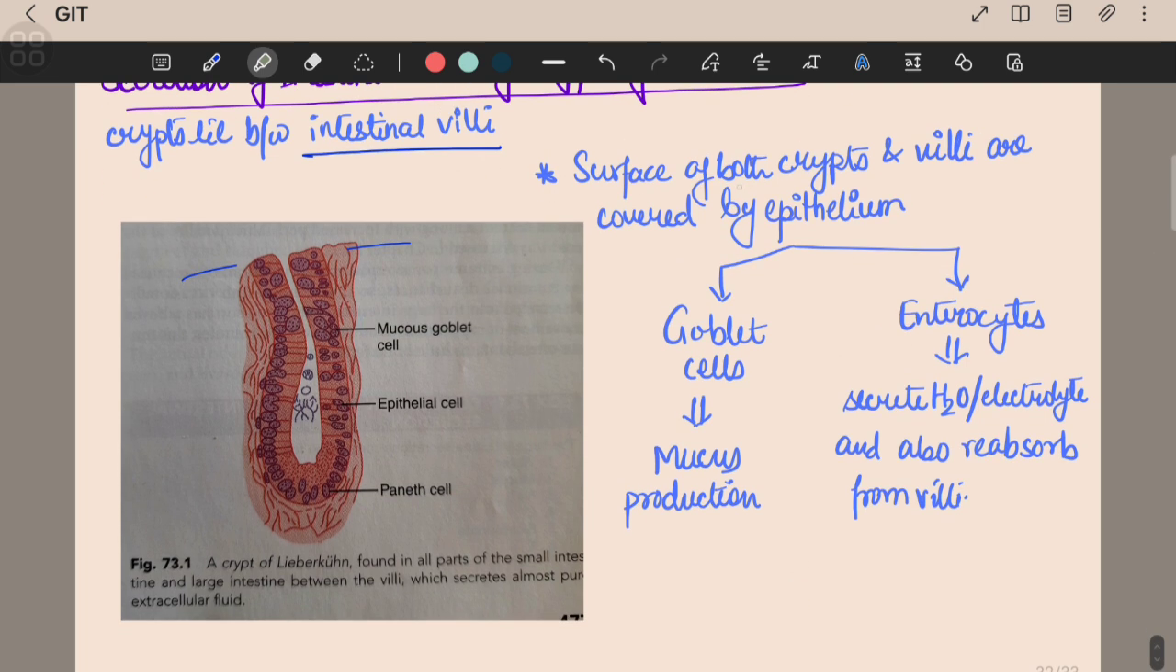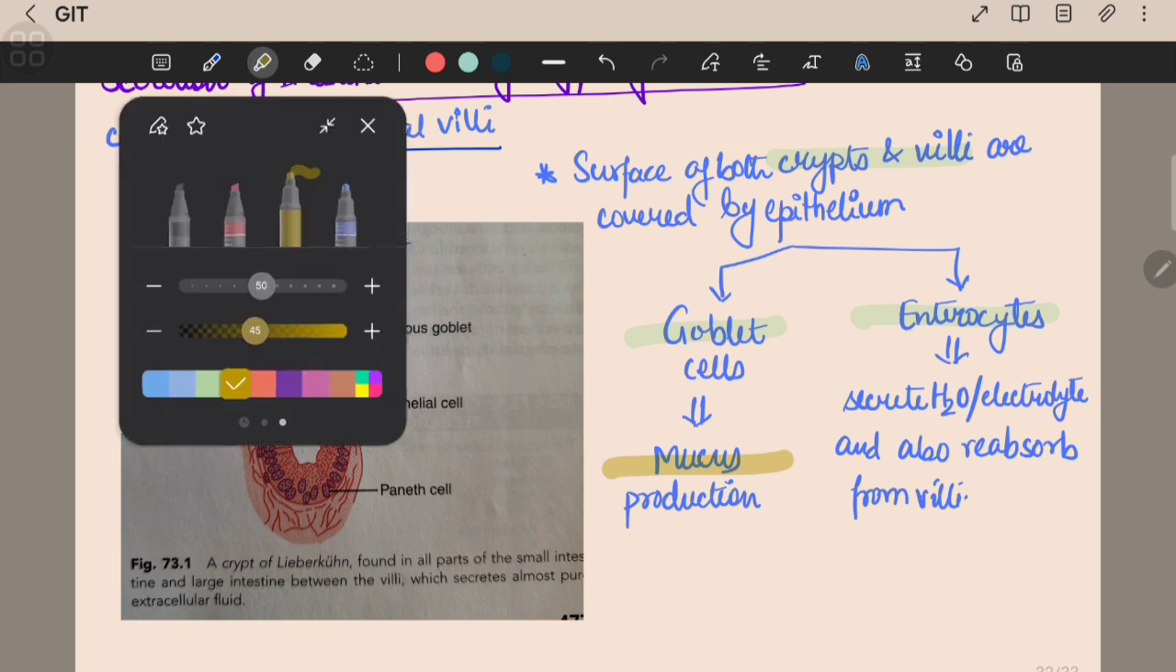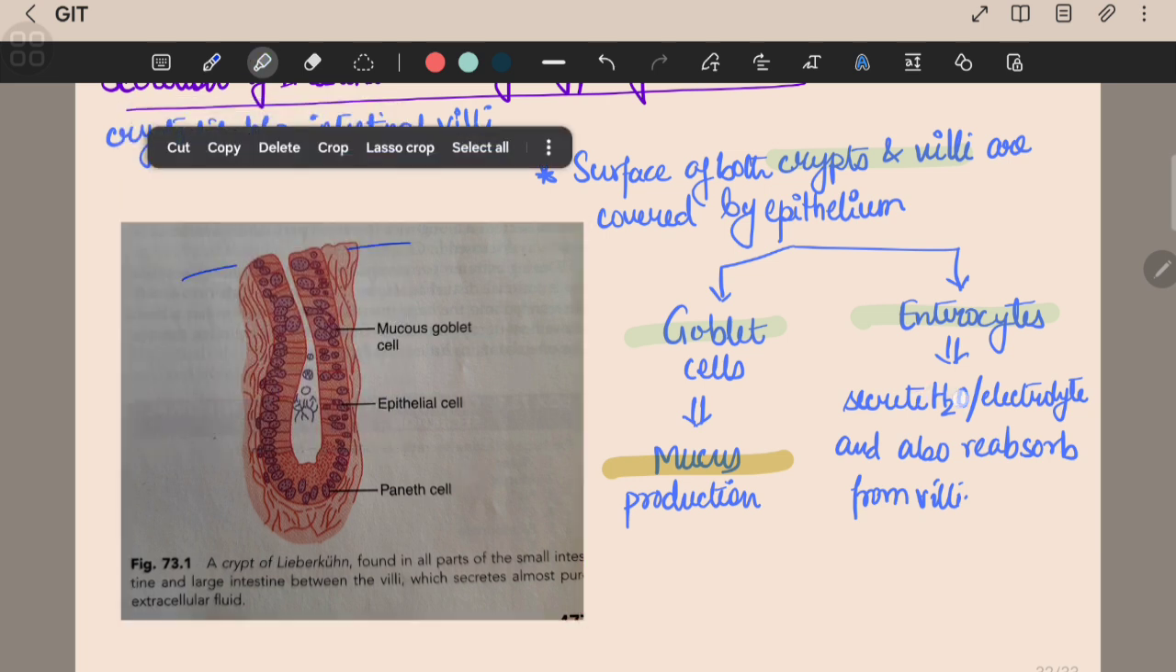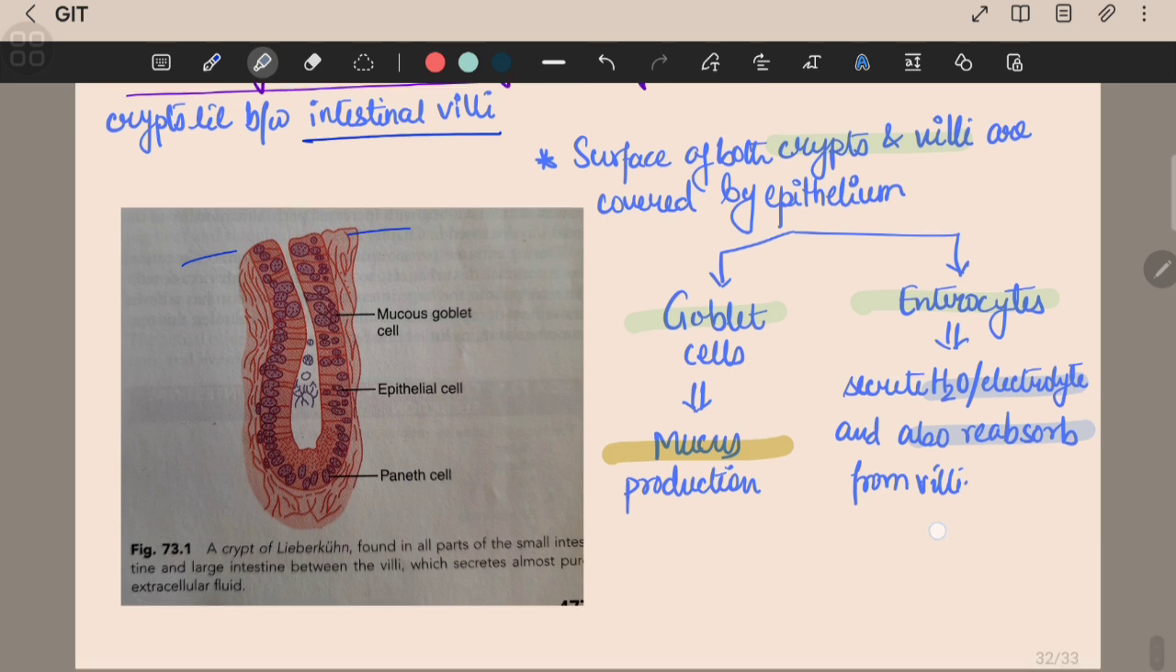The surface of these crypts and villi actually contains epithelium. This epithelium consists of cells like the goblet cells and the enterocytes. The goblet cells are responsible for mucus production, whereas the enterocytes are responsible for production of water and electrolytes, and at the same time they will also reabsorb them from the villi. So that is the general function that we had already discussed.